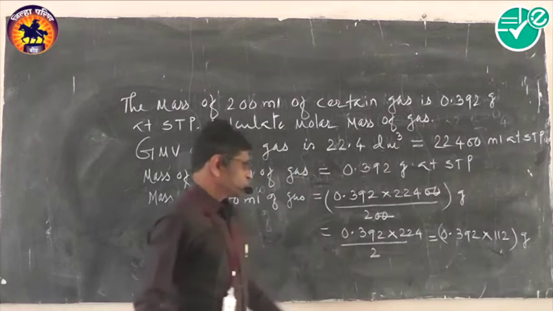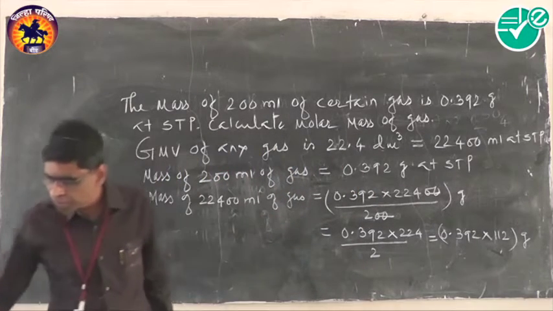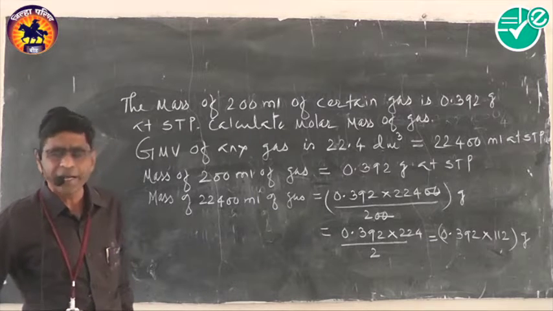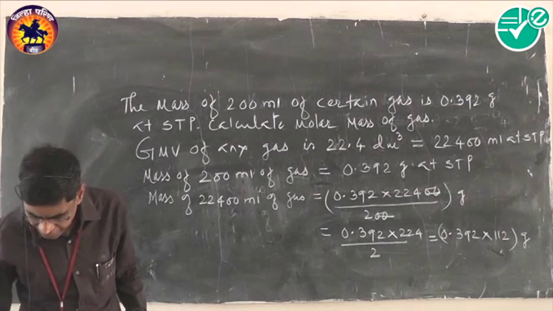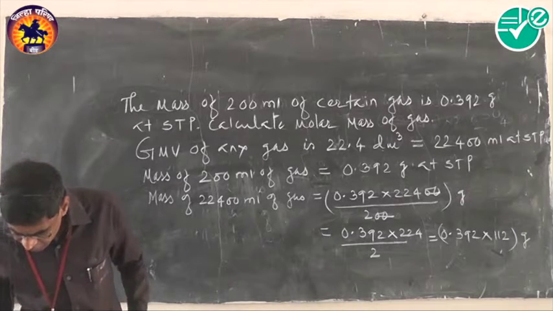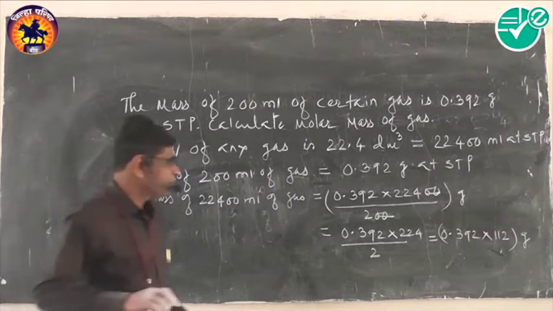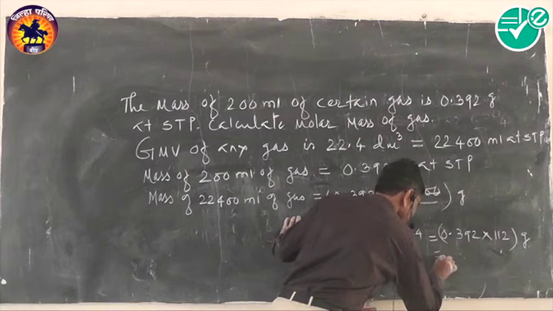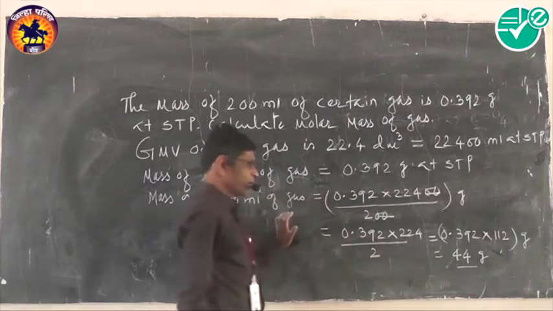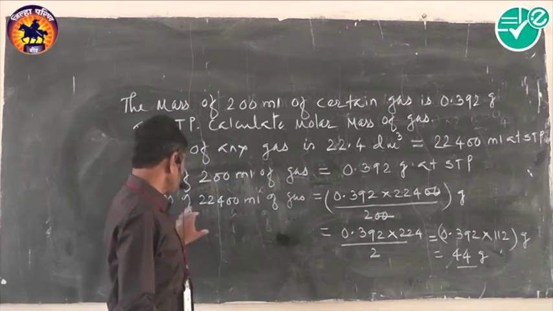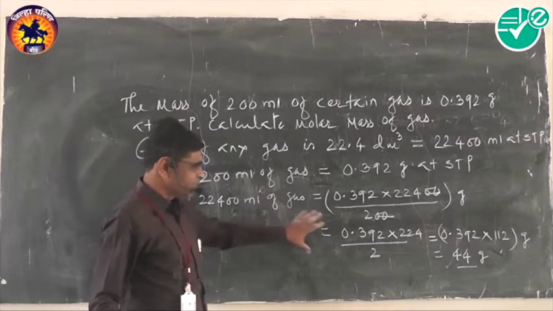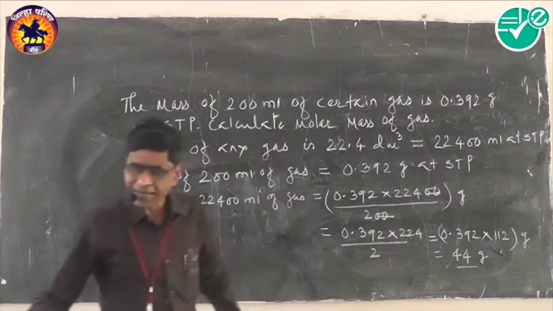And so when you calculate this, when you multiply 0.392 by 112, then it is equal to 44. So when you calculate this, it is 44. So it is 44 gram. And thus remember, mass of 22,400 ml of that gas is equal to 44 gram at STP.